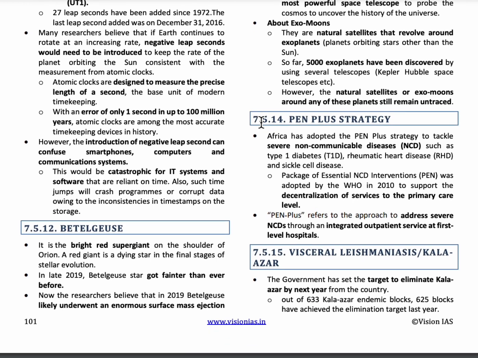Next topic is PEN plus strategy. So Africa has adopted package of essential non-communicable diseases intervention, that is PEN plus strategy, to decentralize primary health services such as type 1 diabetes, rheumatic heart disease and sickle cell disease.